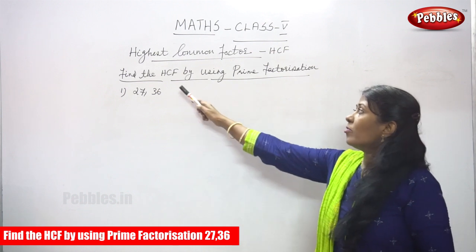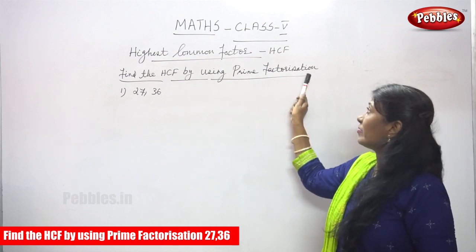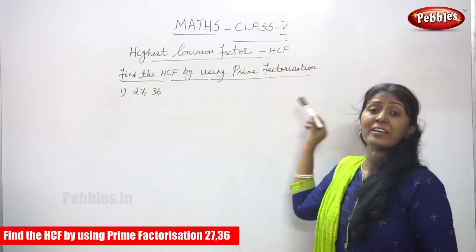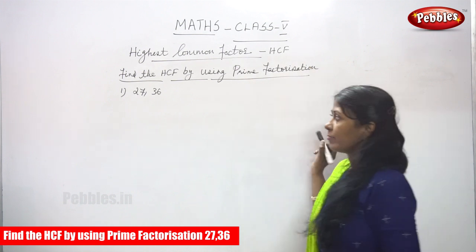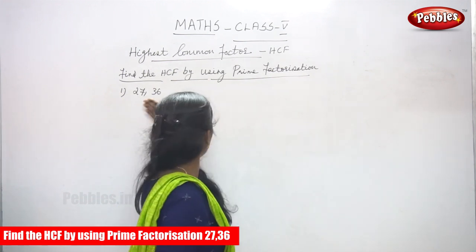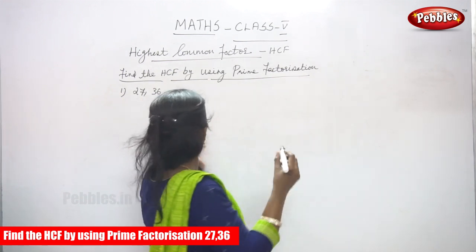Okay, now find the HCF by using the prime factorization method. How are we going to do the prime factorization method? I already taught you, but anyhow, the first one I'm going to do this.